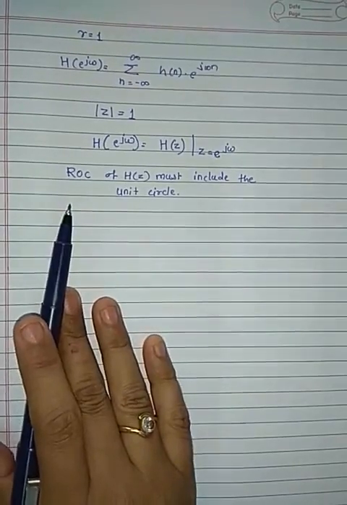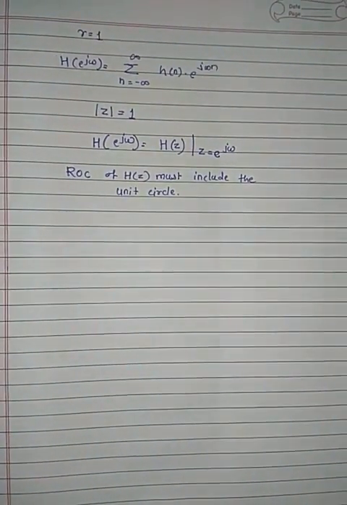So in this session we have seen the system function and the relationship between the Fourier transform and the Z transform. Also, we have seen the poles and zeros for the provided system function. I hope this session will be helpful for you for solving the problems related to Z transform. Thank you.